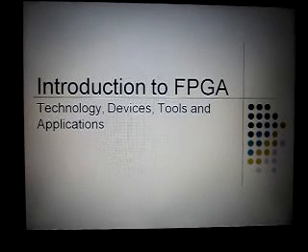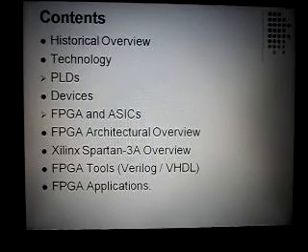Introduction to FPGA technology, devices, tools, and its applications. Now here is the contents list.